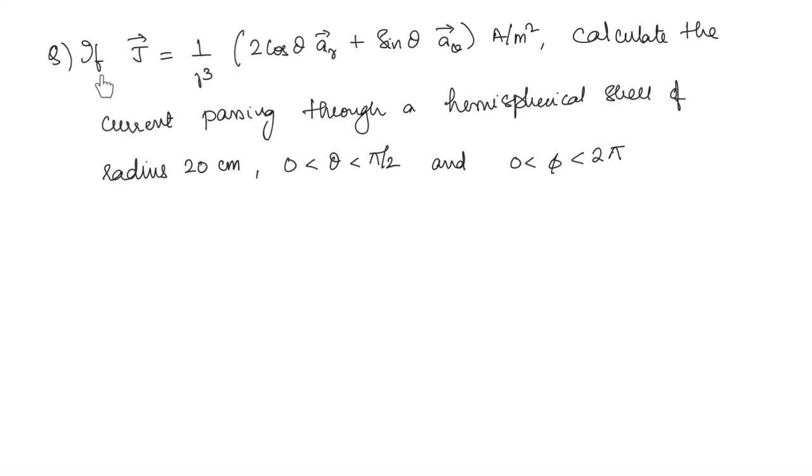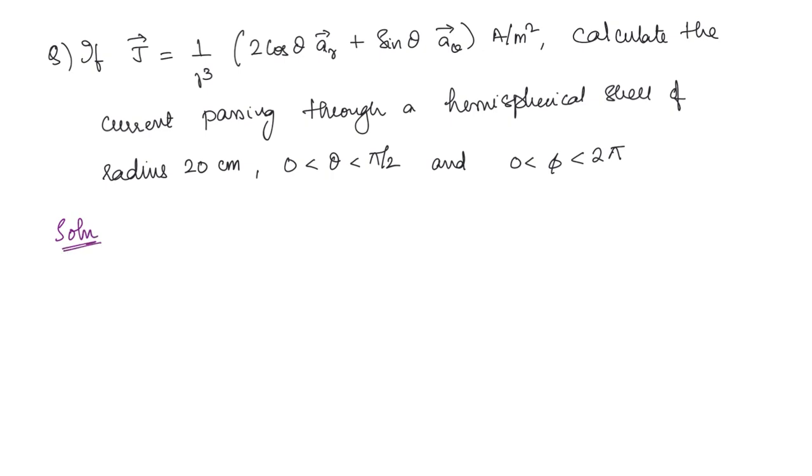The question is, if J bar is equal to this expression, the current density, calculate the current passing through a hemispherical shell of radius 20 centimeters and 0 less than theta less than pi by 2 and 0 less than phi less than 2 pi.